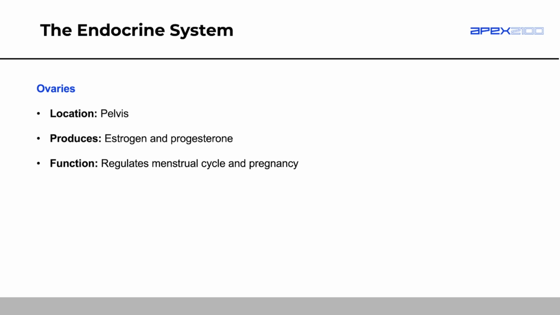We also have ovaries in girls located within the pelvis, which produce estrogen and progesterone and help to regulate our menstrual cycle and pregnancy. And then for the boys, we've got testes in the scrotum, which produce testosterone, regulate sperm production, and we'll see soon the other functions of testosterone as well.